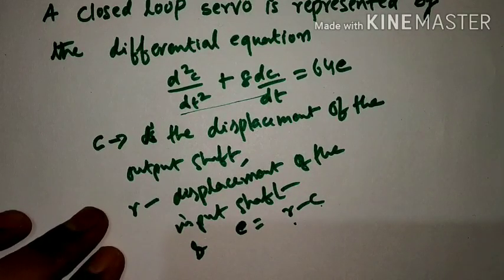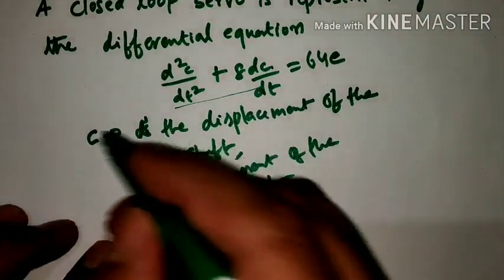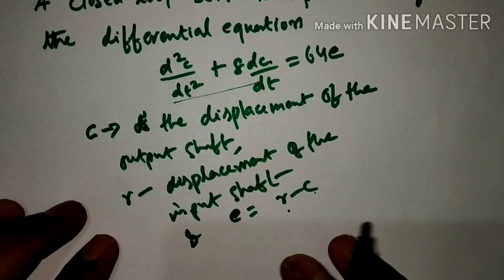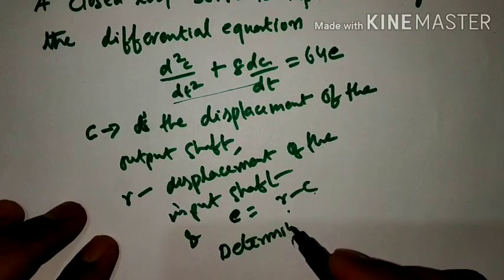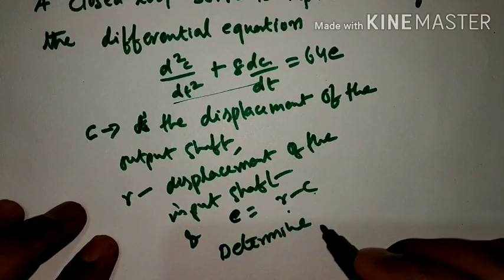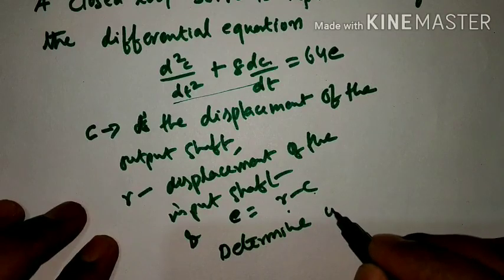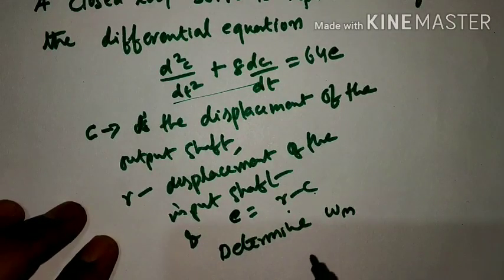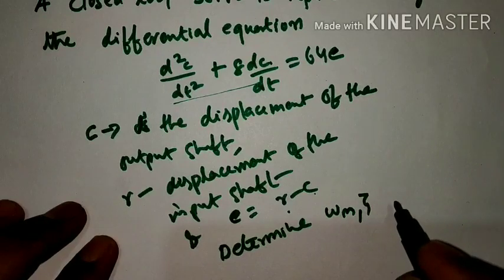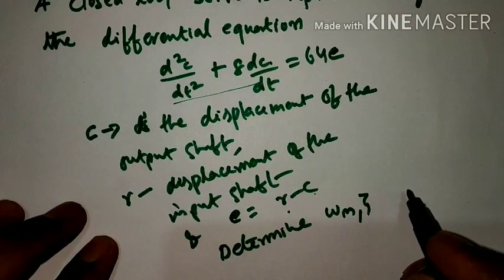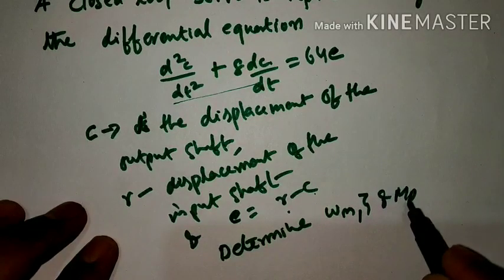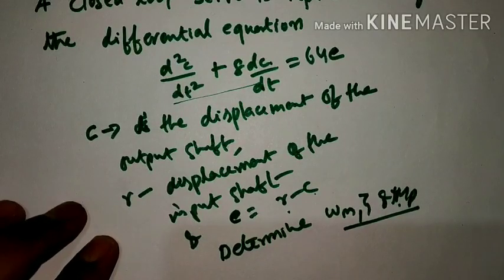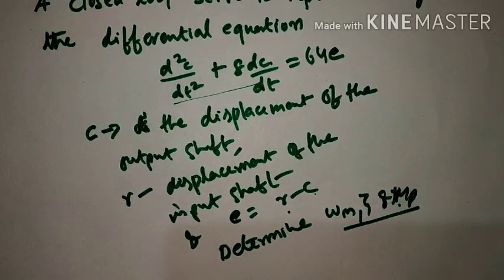So what we have to determine? Here the question is to determine the undamped natural frequency omega n, the damping ratio, and the percentage of maximum peak overshoot for unit step input. So you have to find MP. These three parameters you have to find for the given differential equation. So what is the solution?